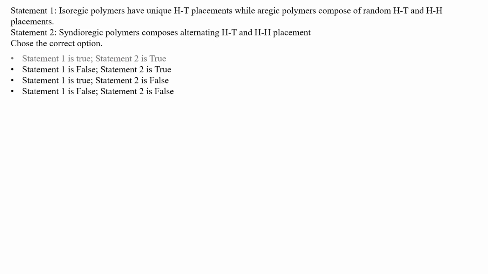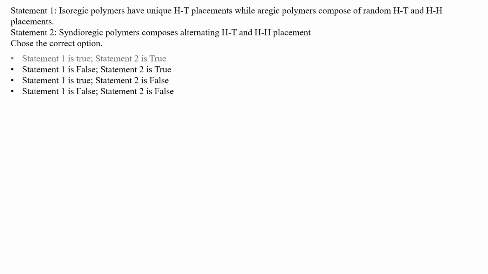So, in the previous few classes, we have already seen the tacticity of the polymers, and I have already explained the isotactic, atactic, and syndiotactic natures of the polymers, where the head-tail placements have been discussed. Now, in head-tail placements, you can clearly tell that the arrangement of the functional groups on the backbone of the polymer is what is defined through the isotactic, atactic, and syndiotactic terms in these statements.